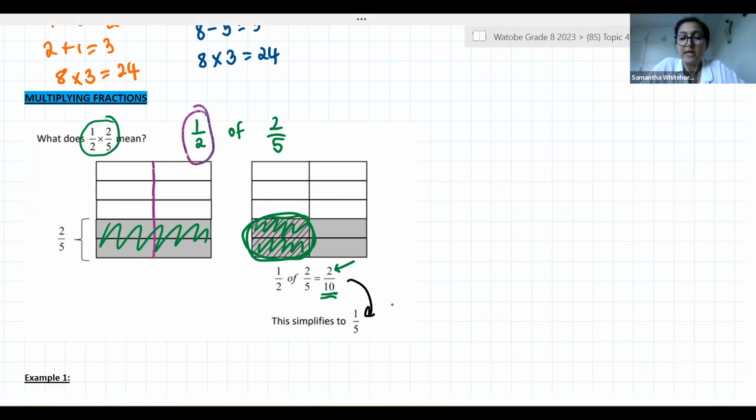I'm just going to wait here in case anyone does want a screenshot of these notes before we move to the examples. So I'll just wait here for like 5 seconds. And then we'll have a look at our example.